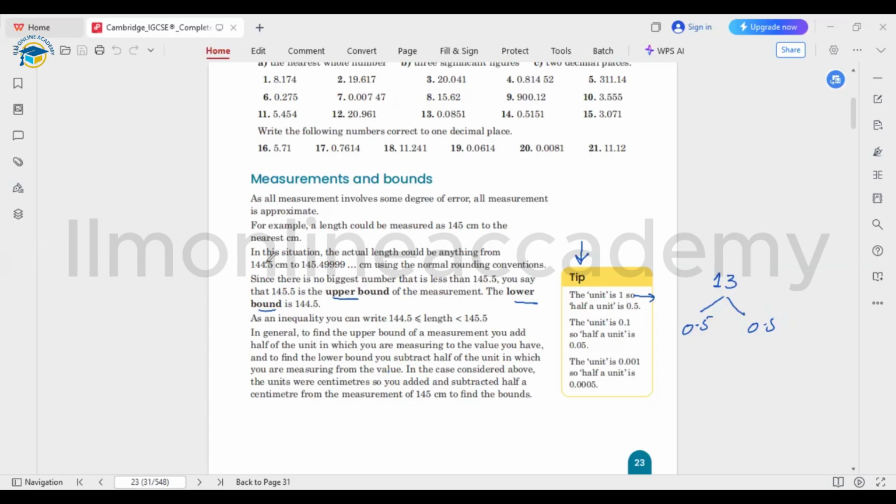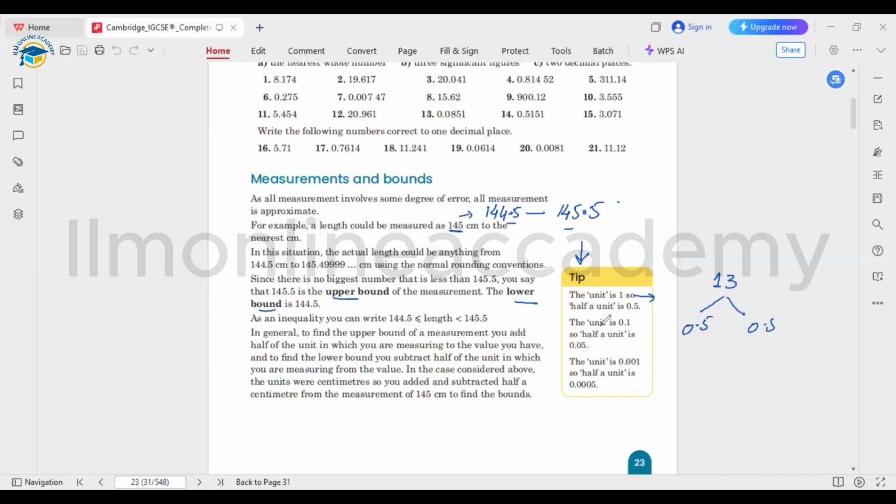As one example they gave the number 145, and they're saying the length could be measured as 145 centimeters to the nearest centimeter. For this they are finding the lower and upper bound. For the lower bound, we need to subtract 0.5, so it will be 144.5. For the upper bound, we need to add 0.5, so that will be 145.5. Okay, this is your first 1 unit number.